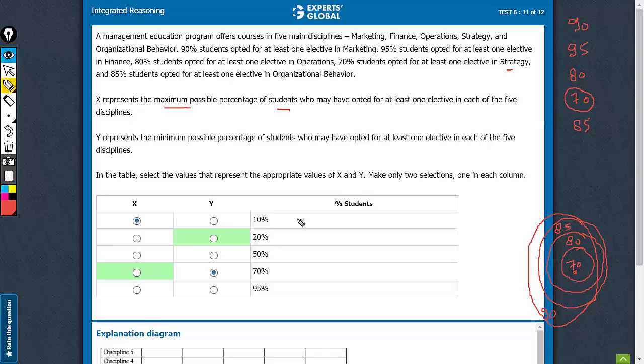That's practically not possible. Mathematically also not possible. So more than 70 is not possible, but 70 is possible. So the highest possible value, 70. That's the answer to the first column.